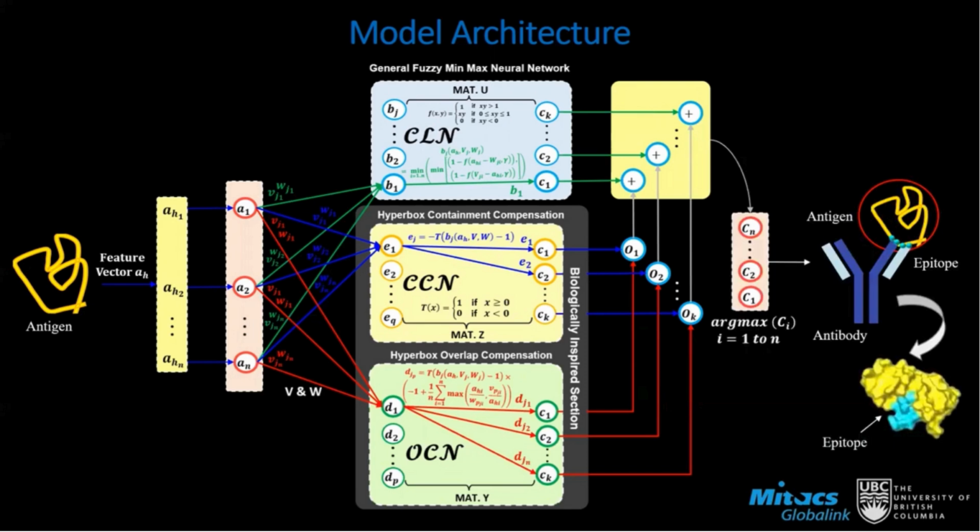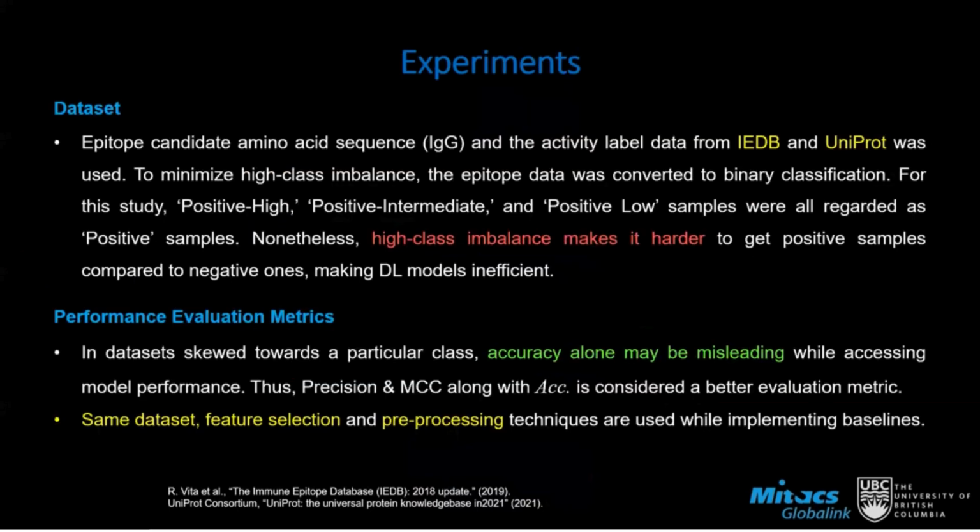To train the model, amino acid sequence data and activity labels were taken from IEDB and UniProt. To reduce the impact of high-class imbalance, epitope data was simplified into a binary classification. All positive high, positive intermediate, and positive low samples were considered as positive. Despite this, the dataset still showed a significant imbalance of 75%. Therefore, we used Matthew's correlation coefficient, along with accuracy and precision, as our evaluation metrics.